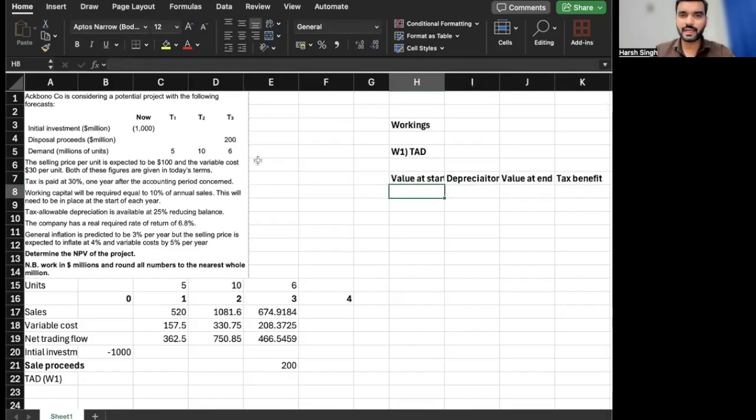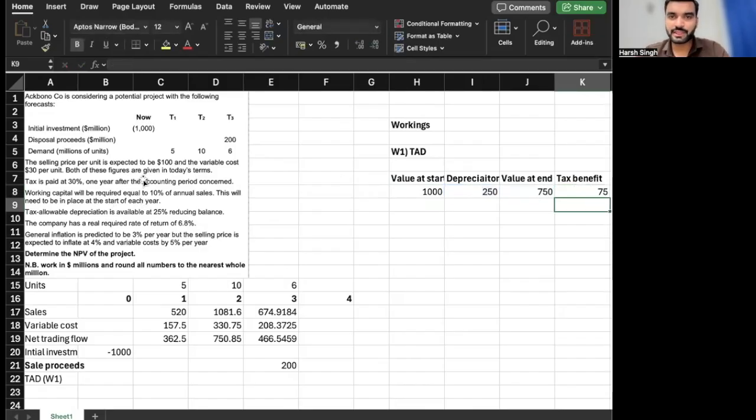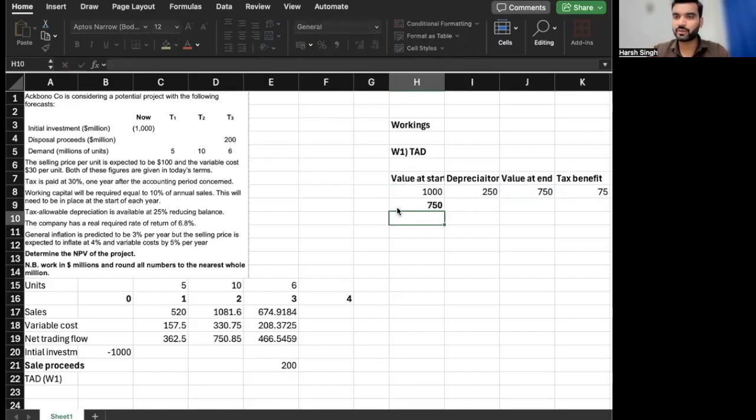Now what is the value at start? 1000. What is the depreciation being charged? 25%. This amount multiplied by 25%. What is the value at end? This amount minus depreciation. Then what is the tax benefit? Whatever is the depreciation multiplied by the tax rate. Tax is paid at 30%. Now the scrap value at the end of year 3 is given. This is year 1. Similarly, we can calculate for year 2.